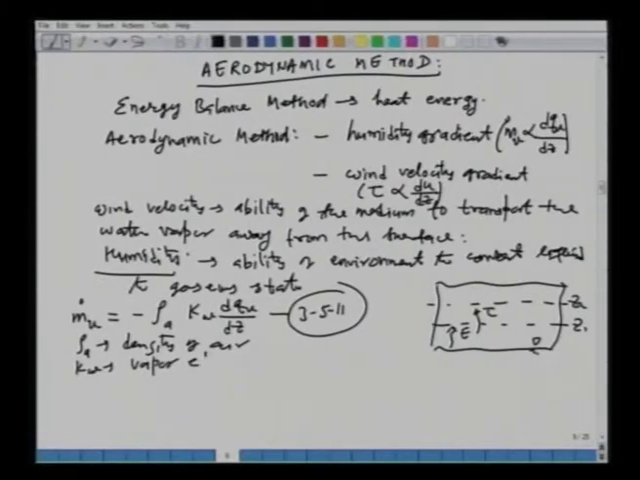It is a constant which depends upon the environment, which dictates how much vapor flux would be there, and then qv, as you all know, is nothing but the specific humidity.